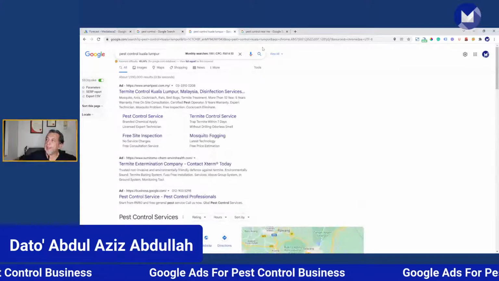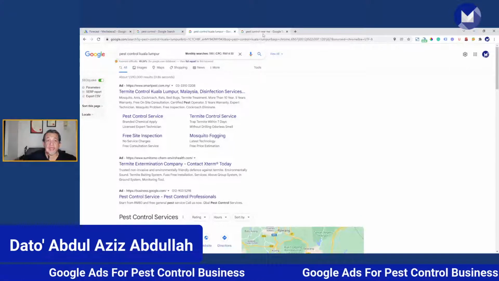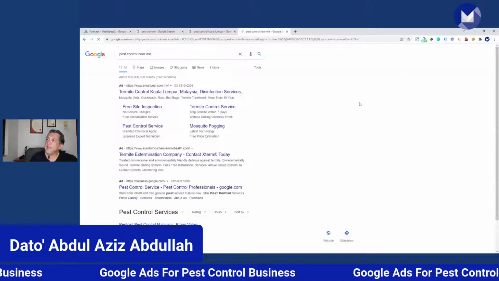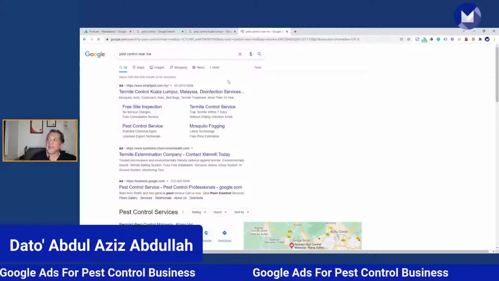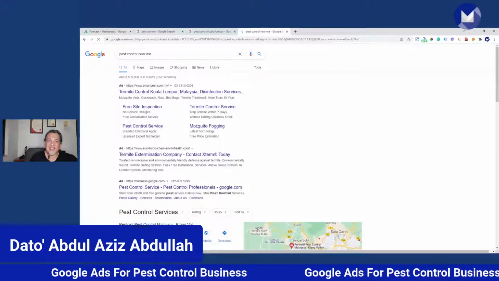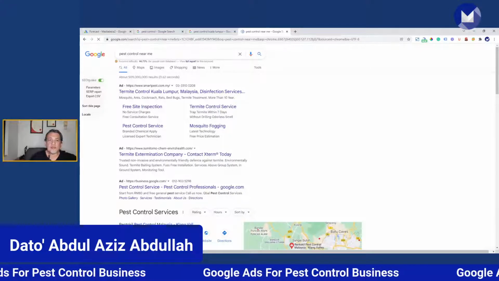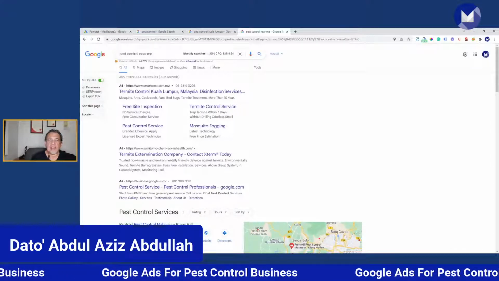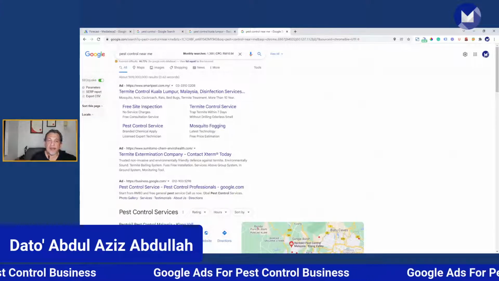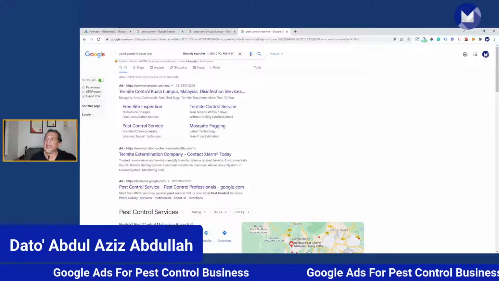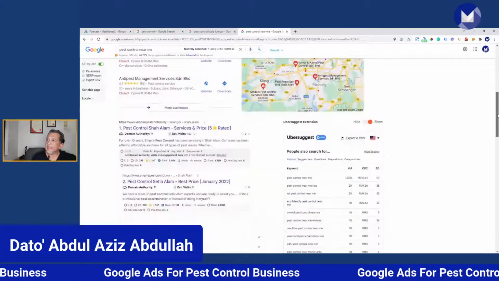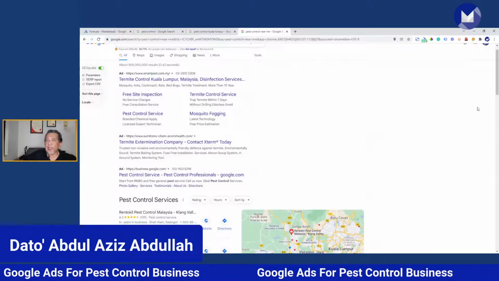Now, if I type in pest control near me, where I'm about 10 kilometers away in the suburb of Kuala Lumpur, I will also still see Smart Pest, and Sumitomo, and the pest control service. So it shows that it is quite beneficial for a business to advertise on Google. Obviously, when I search for a pest control company near me, I wouldn't go down further to other companies. I would probably just stick to these 3 companies.